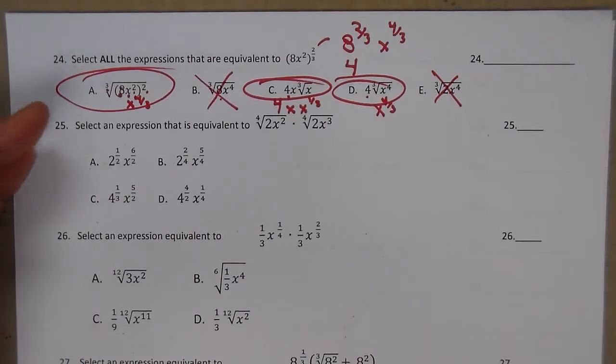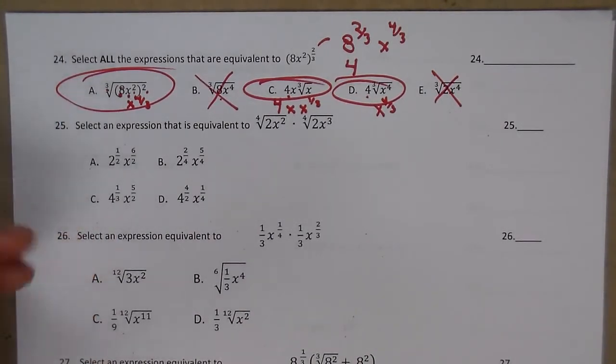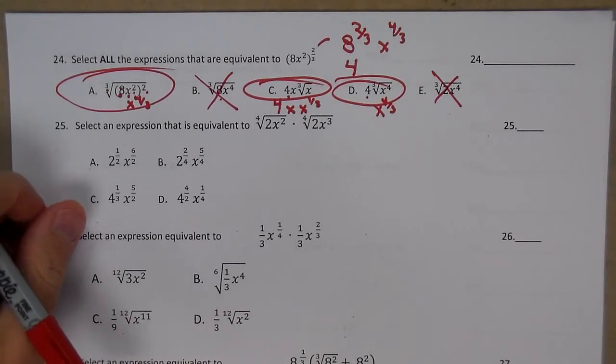Again, I recommend on this one, eliminate the ones you know don't work. Start with like the constant out in front, the coefficient. It makes it a little bit easier to clean up.